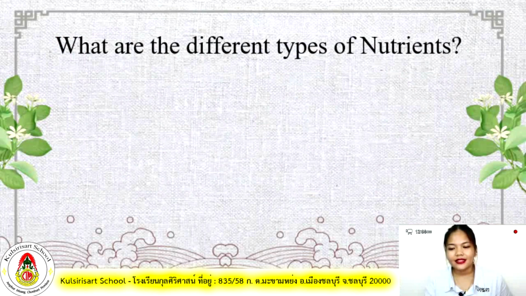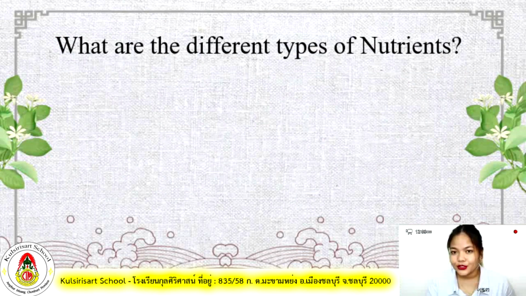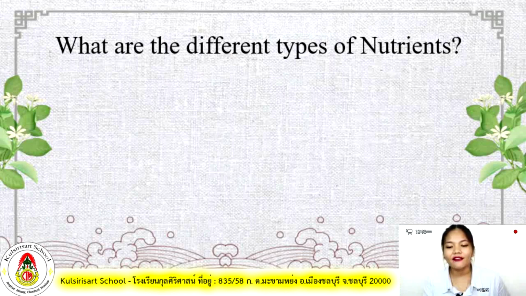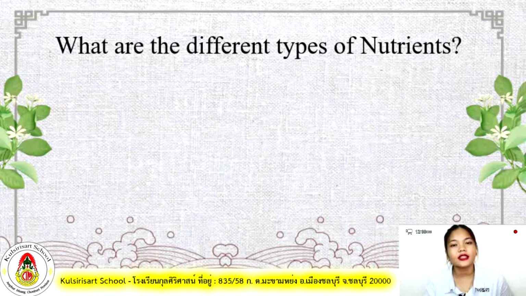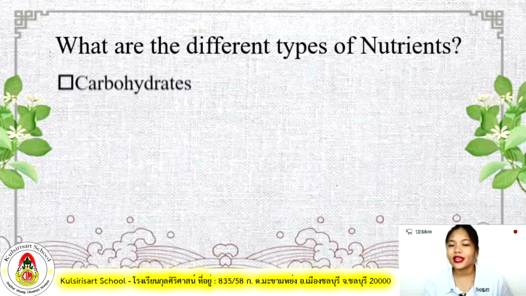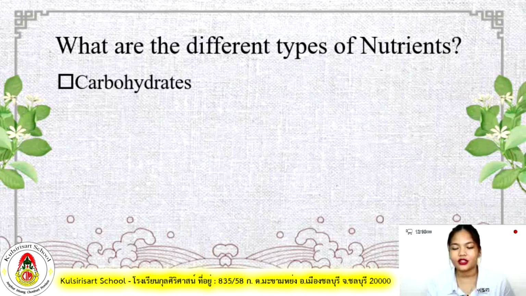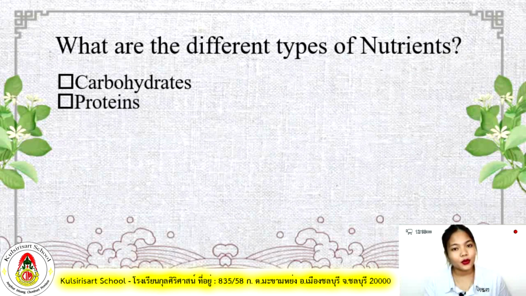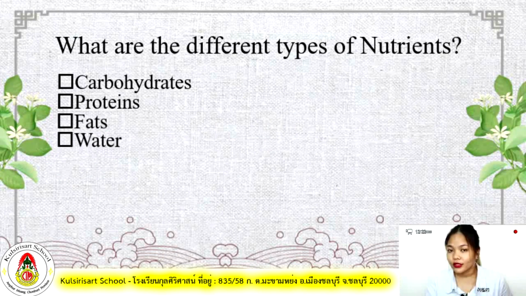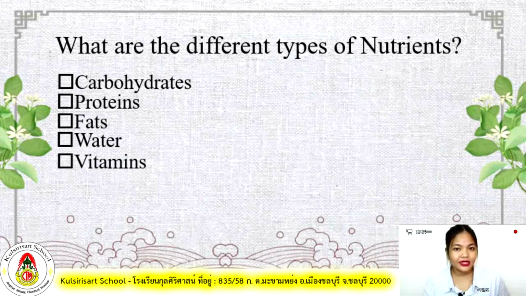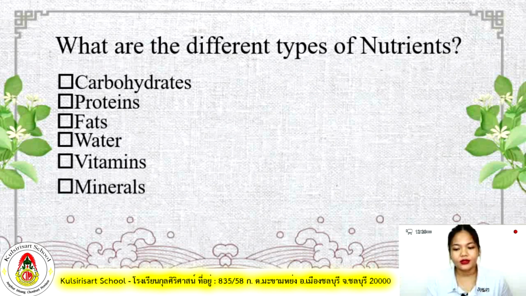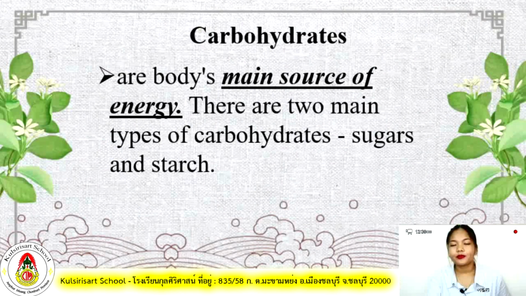Okay, next, what are the different types of nutrients? Okay, so we have here the 6 types of nutrients that we are going to study in today's lesson. The first one is carbohydrates. Next one is proteins. The next ones are fats, water, vitamins, and minerals. Okay, now let's discuss them one by one. The first one is carbohydrates.